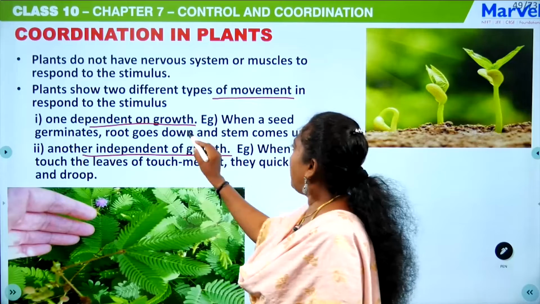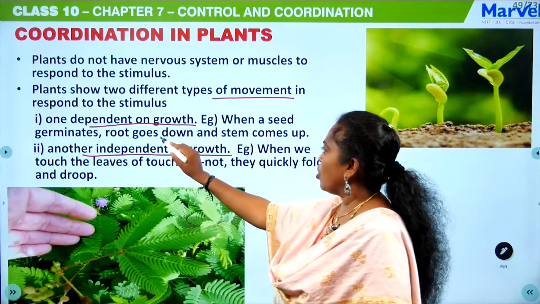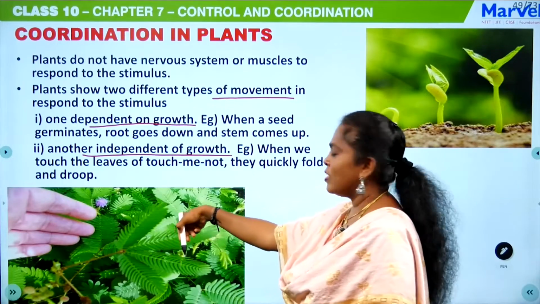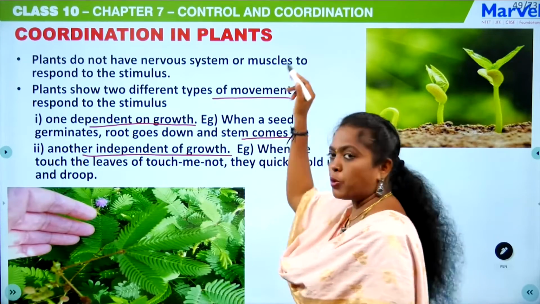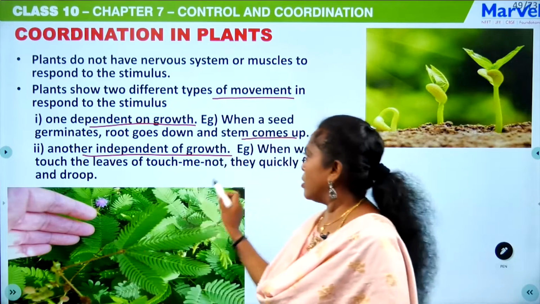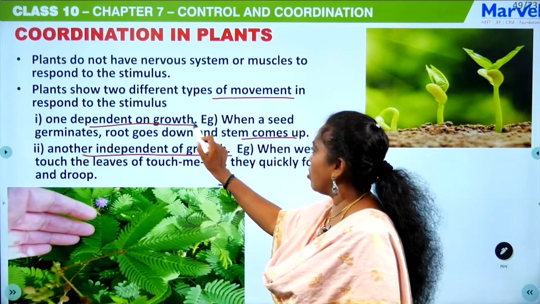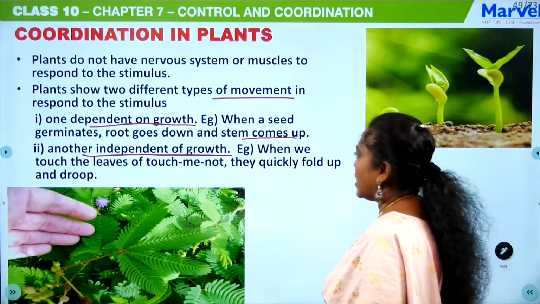First, dependent on growth. When a seed germinates, the root goes down, that is geotropism, and the stem comes up towards the light, that is phototropism. So for movement dependent on growth, you can see the example of the germination of a seed.